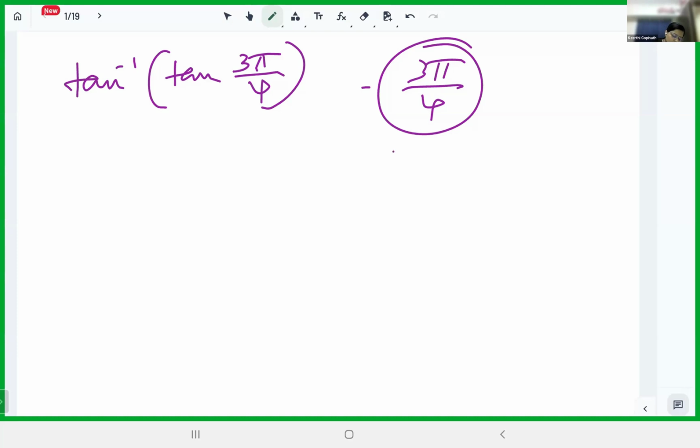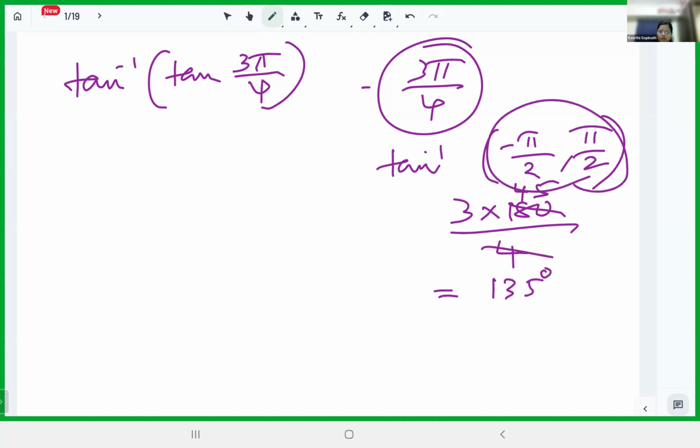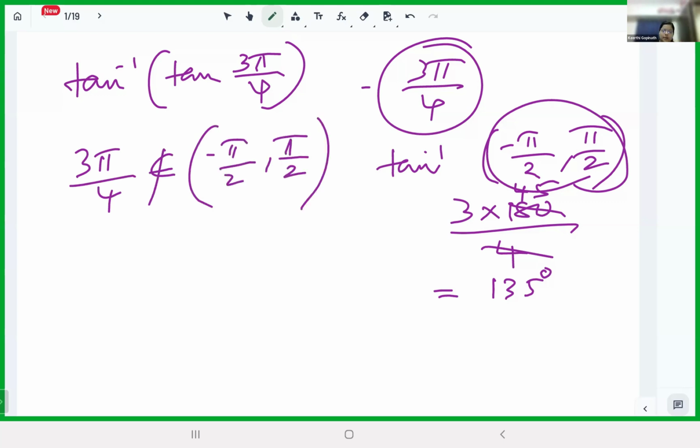The PVB of tan inverse was the open interval minus pi by 2 comma pi by 2. We have to check whether 3 pi by 4 belongs to this particular branch. So how will you check? 3 into 180 by 4, that is 45. 3 into 45 means it is 135 degrees. Does 135 degrees belong to this branch? No. That means 3 pi by 4 doesn't belong to the open interval minus pi by 2 comma pi by 2.